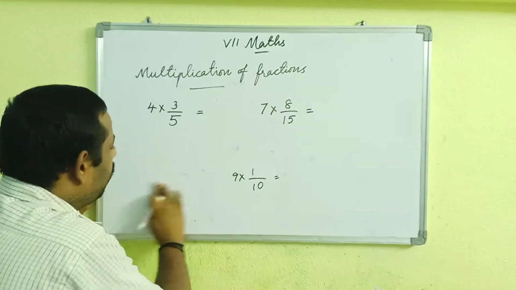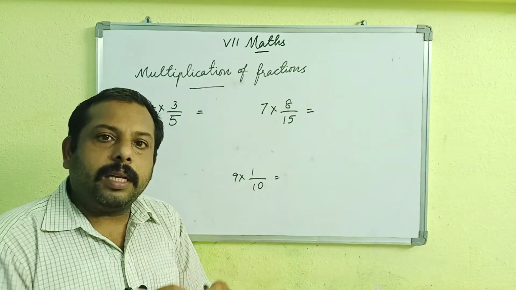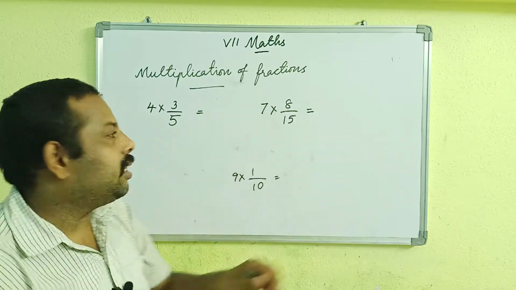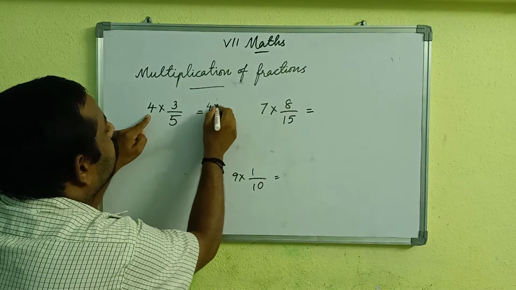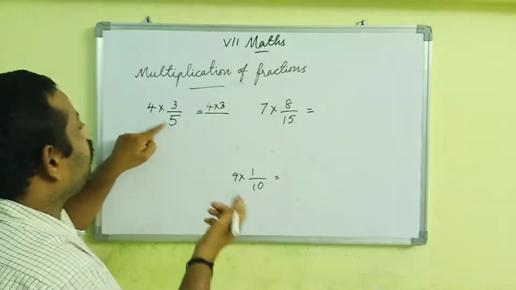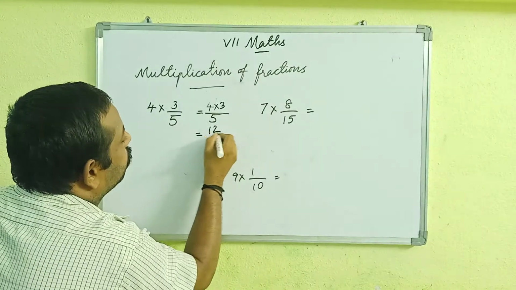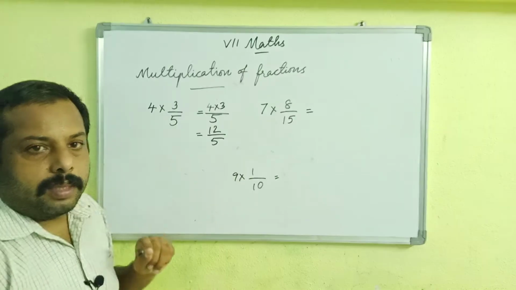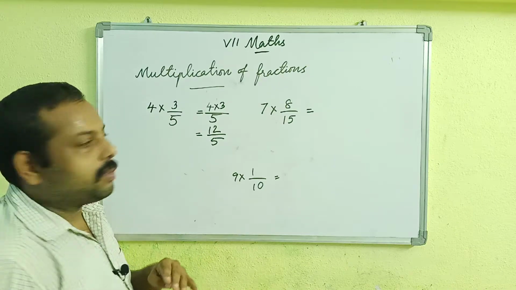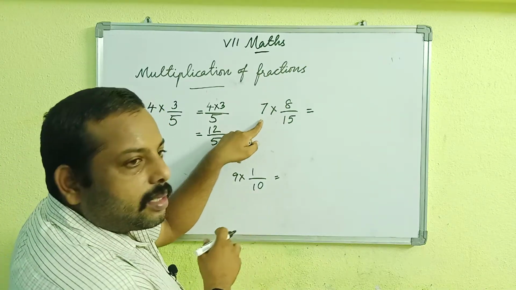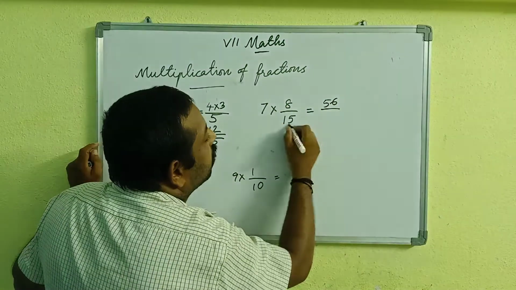Now I have already told, whenever we multiply a whole number by a fraction, multiply the whole number by the numerator. Whole number is 4. Multiply it by numerator, 4 multiplied by 3 divided by, and give the denominator as it is, 5. You know, 4 3s are 12, 12 by 5. It can be converted to mixed fraction, let it be there for the time being, you just understand the concept. Same way, 7 is the whole number, you will multiply by 8. 7 8s are 56 by 15.